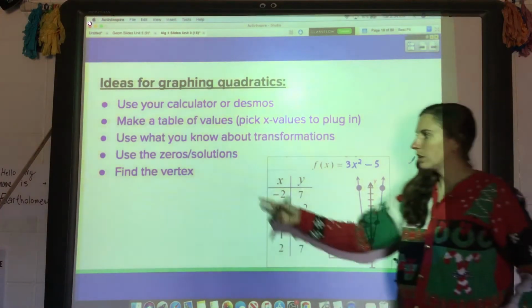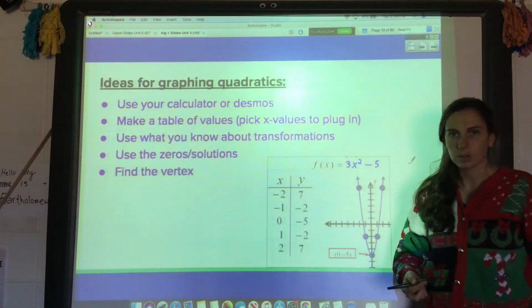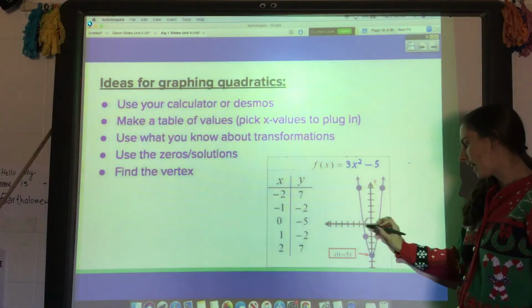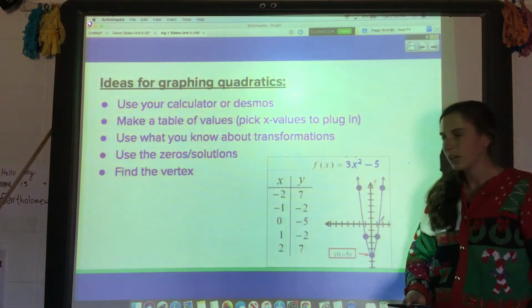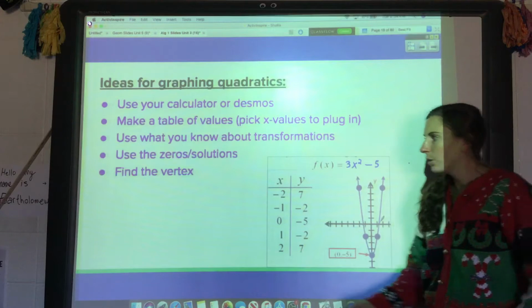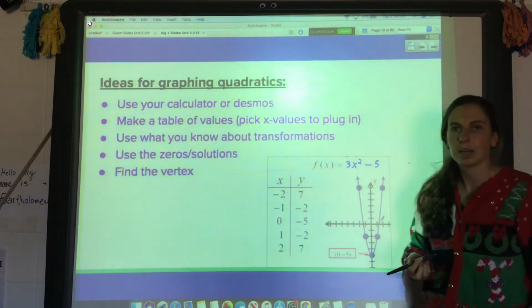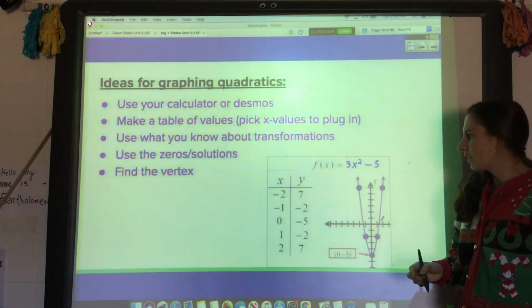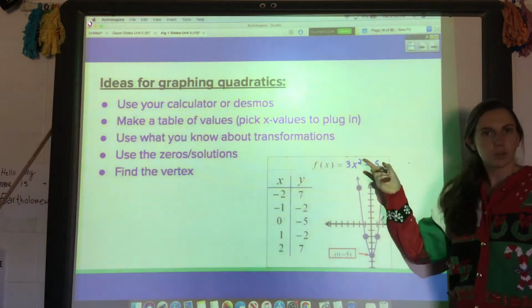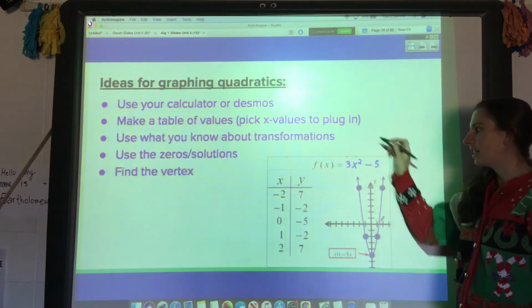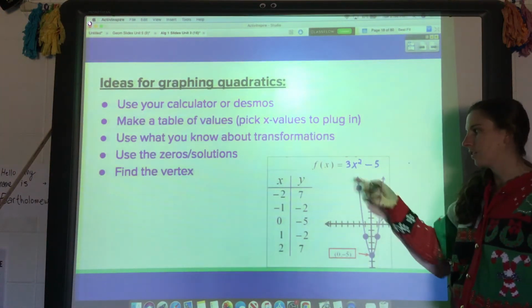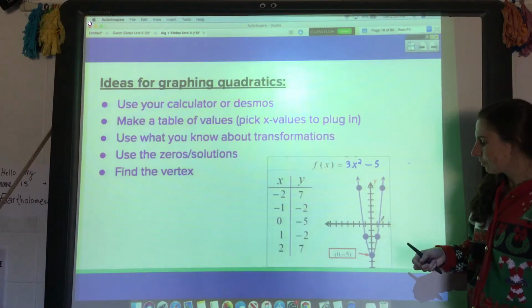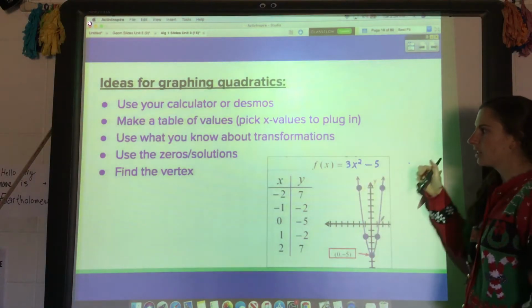You can also use the zeros or solutions. If you know what those are, you know that that's where it hits the x-axis. So you can use that if you have that information. And then you can always find the vertex as well, which we've talked about in past videos. To find the vertex, if it's in vertex form, you just use that, or you could do the -b over 2a thing to find the vertex. So lots of suggestions. Let's go through a few.